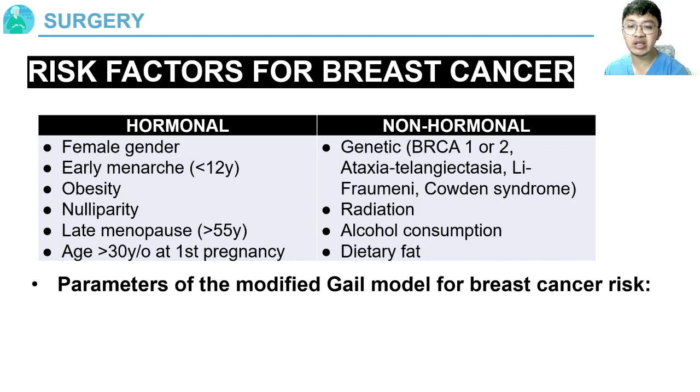For the non-hormonal, you have your genetic. As a sample, you have BRCA1 or 2, ataxia telangiectasia, Li-Fraumeni, and Cowden syndrome. You also have radiation, alcohol consumption, and dietary fat.